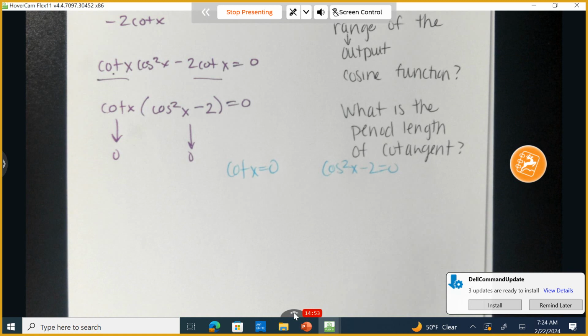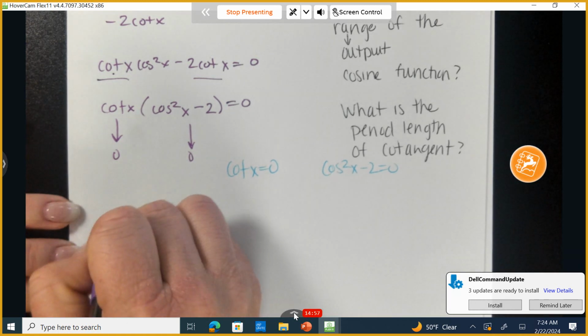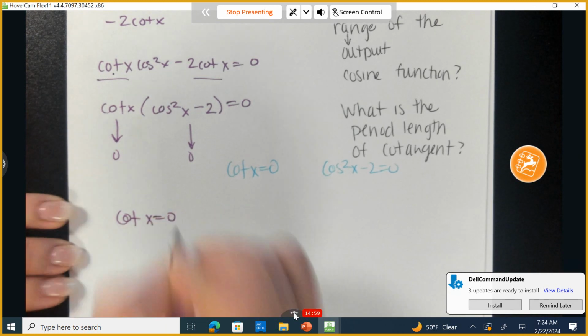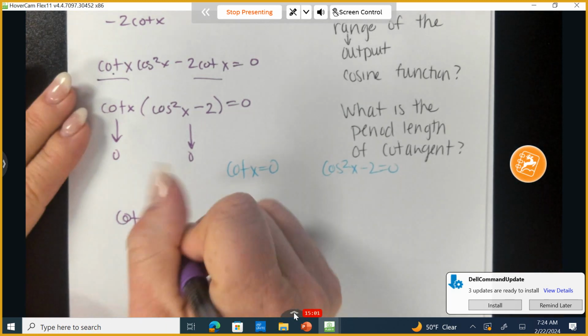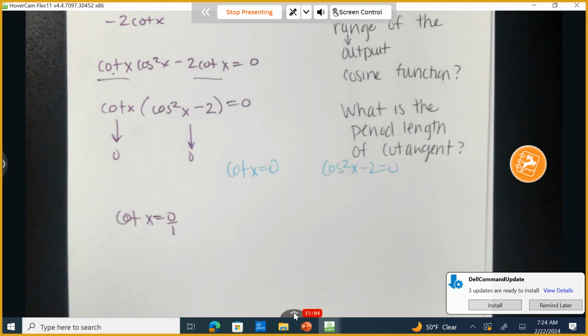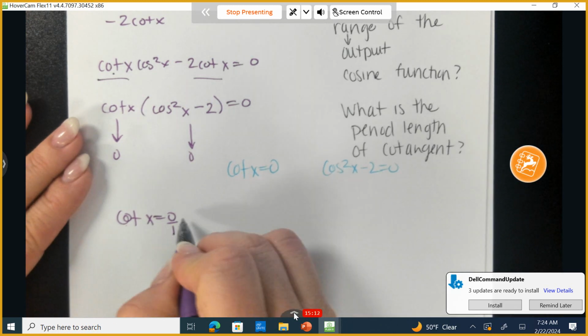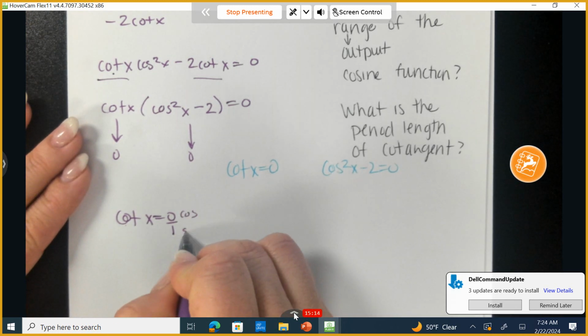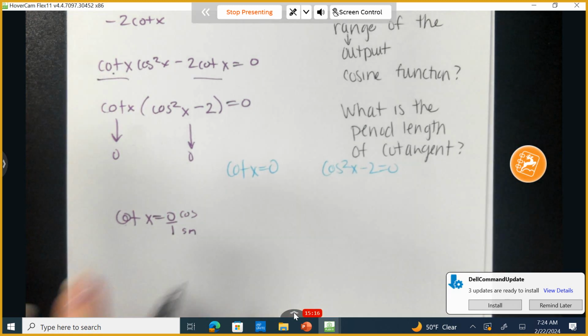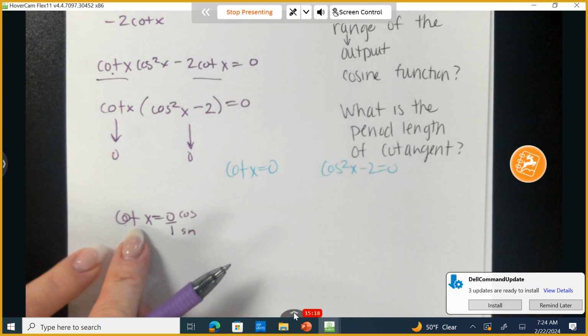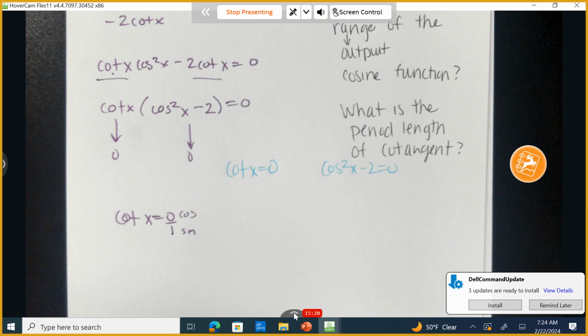Let's talk about this. So I know that the cotangent is going to equal 0, so cotangent of x equals 0. Now right now I want to put cotangent is equal to 0 over 1. Now this is just how my brain works. Yours may not work like this. I also know what cotangent is. It means the cosine over the sine. On top of that, when I think of cotangent and tangent, how long is the period length?